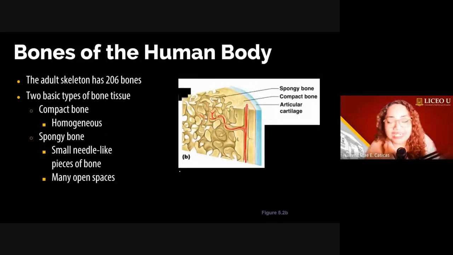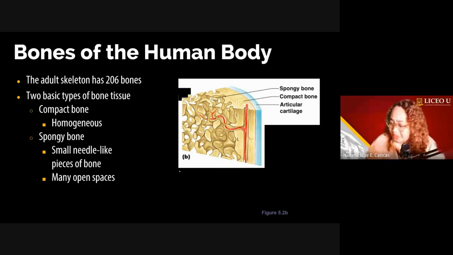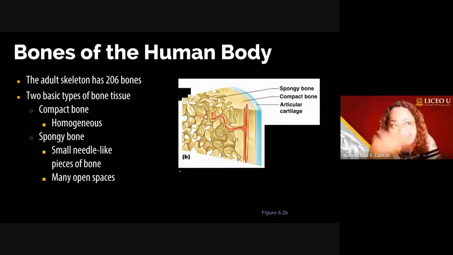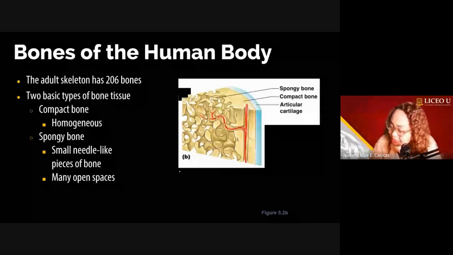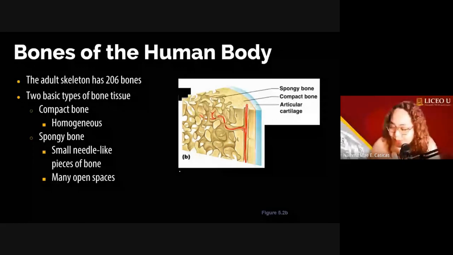Bones, it would be hard for us to move, no? That's why there are spongy parts in our bones. Just like in birds, for them to be able to fly, their bones must not be heavy. It makes sense, right? So their bones are hollow. They have spaces, like our spongy bone, so that they are not heavy.